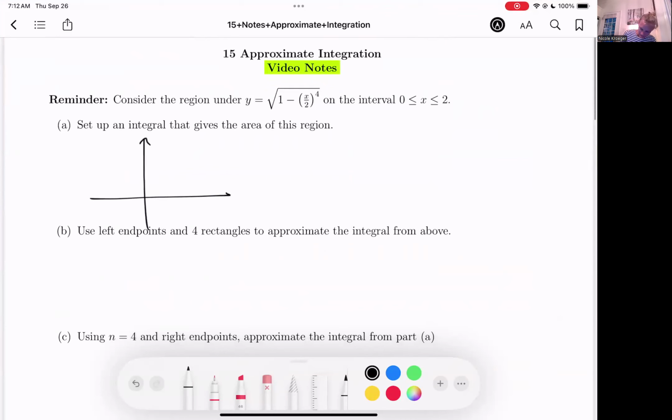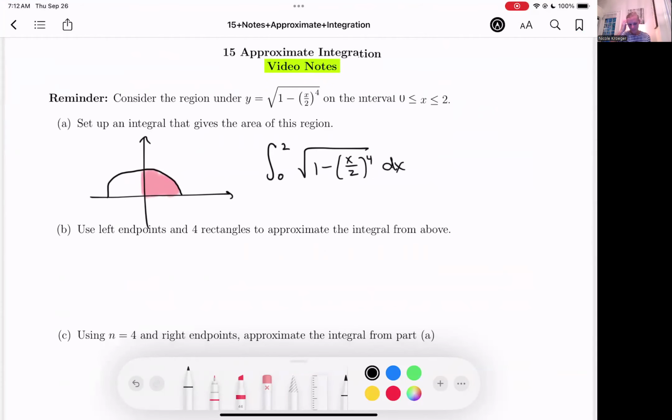So we've got this function. Well, it looked a little flatter than that, didn't it? Something like this. This is the area we're looking for. Since that's totally above the x-axis, the integral from 0 to 2 of this function will give us the area under that curve. Later in the semester, we're going to do more area problems.